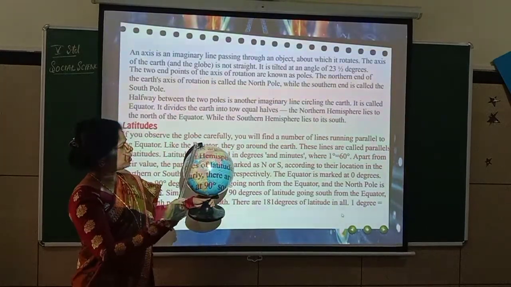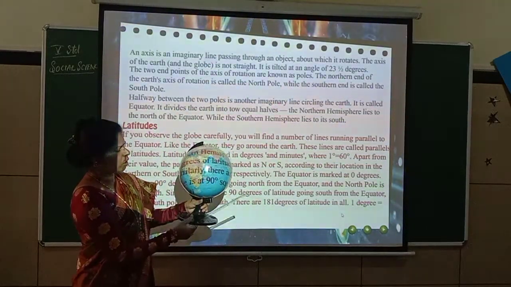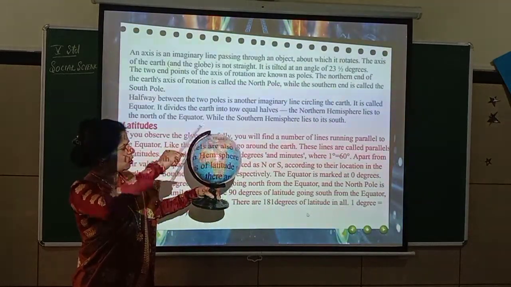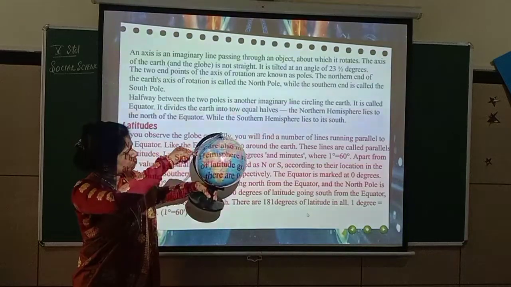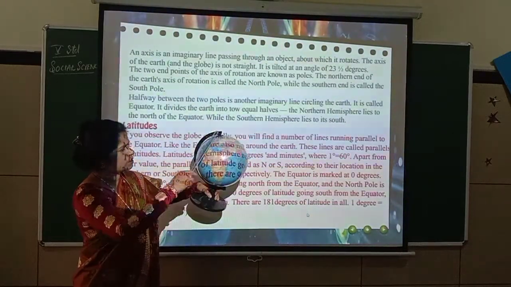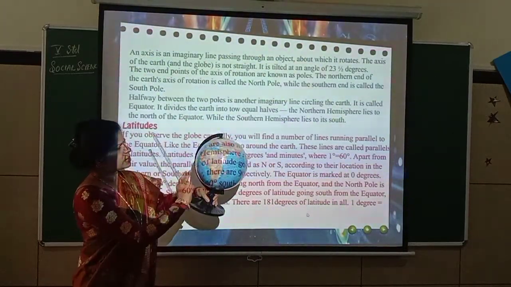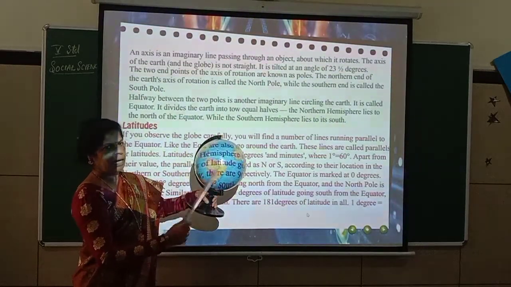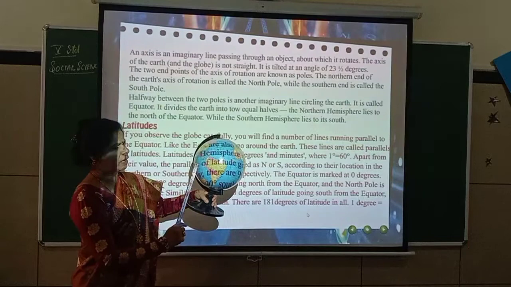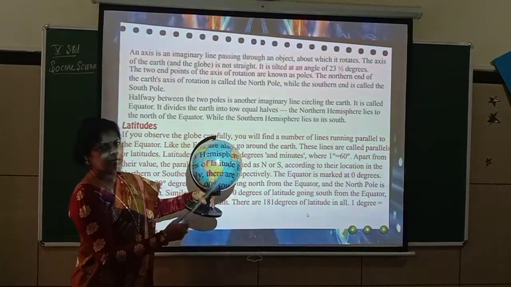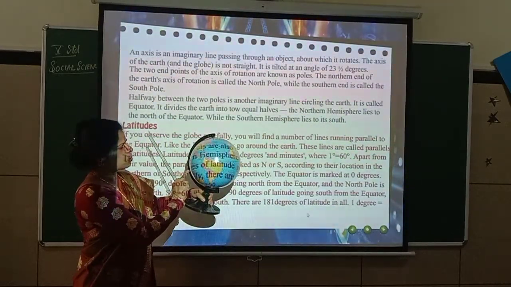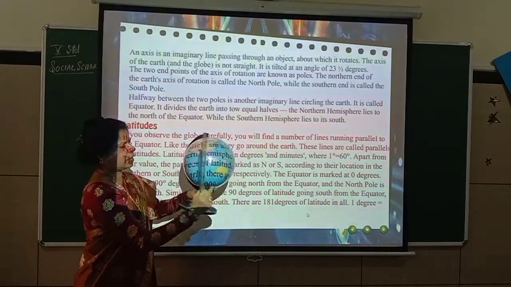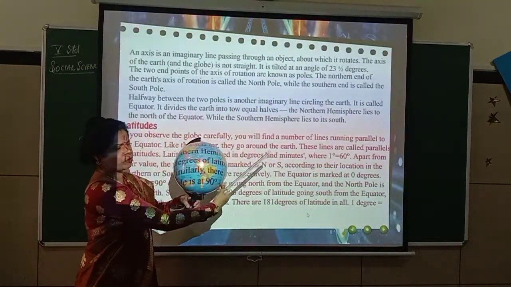Then I told you about how this globe is rotating on its axis. Axis means it's an imaginary line which is passing from the north pole to the south pole. You can see from north pole to south pole. This is called the axis. On this axis only the globe, that is the earth, rotates. Globe means here it is a designed model of the earth, but actually it is a planet. Understood? So on its axis, this earth will be rotating, and for one rotation it takes 24 hours.